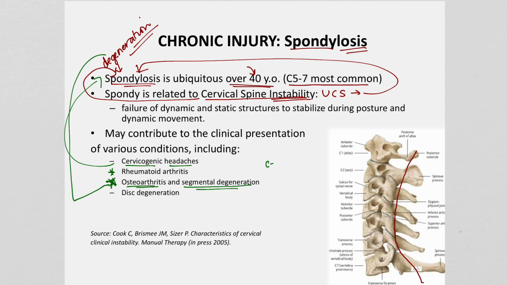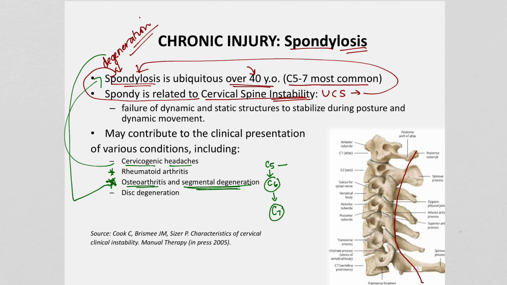So let's take C5. If we have C5 and we have spondylosis, the next vertebrae just distal to that, C6, is going to have to start bearing some of that load, right? Because C5 isn't capable of doing that. And then C6 starts to break down. And so then guess what has to bear the next brunt of the load? C7, and so forth and so on. So we can see that segmental degeneration that will happen over time.